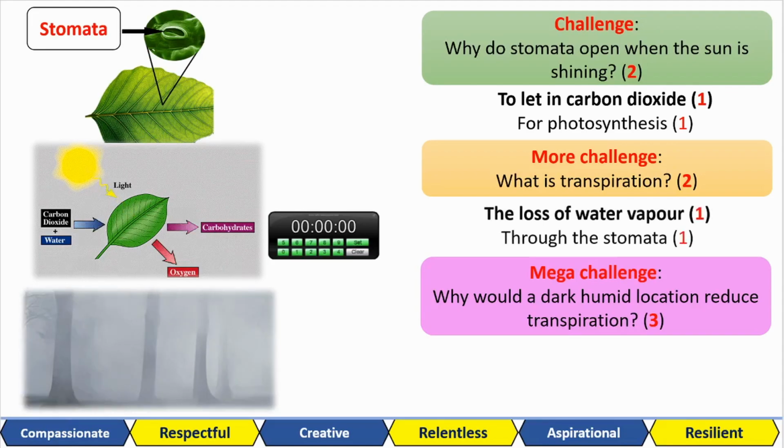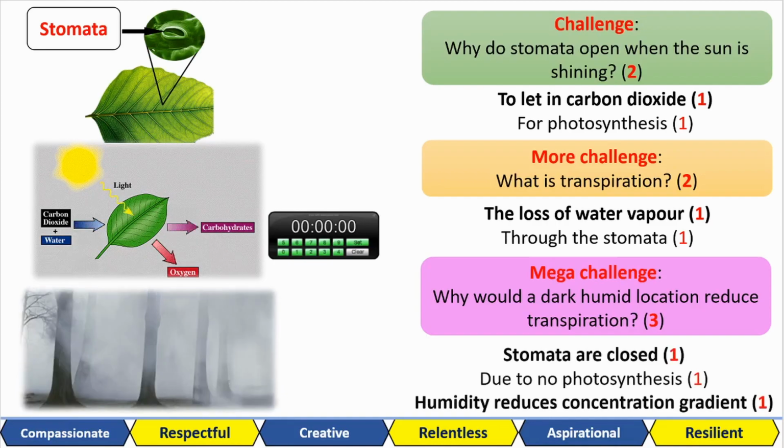Transpiration is the loss of water vapor through the stomata. Now the reason why a dark humid location would reduce transpiration is because firstly the stomata open when the sun is shining. So in a dark location the stomata are closed due to no photosynthesis, but also the concentration gradient for the water is low due to high humidity. Check out my video on diffusion and active transport for more information on concentration gradients.